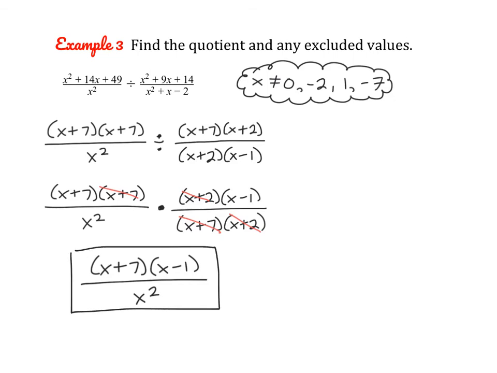So just remember that when you're dividing with a fraction, you have to multiply by the reciprocal of the second fraction, and just be extra careful that you're listing any possible excluded zero. So anytime you have something in your denominator, check for a restriction.